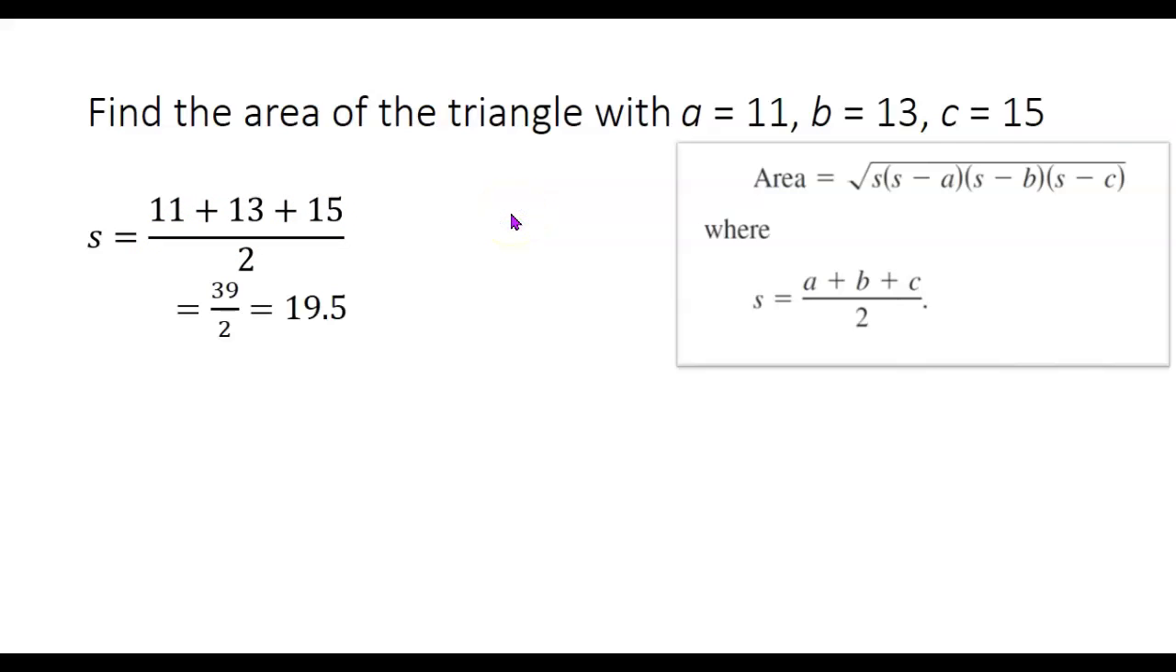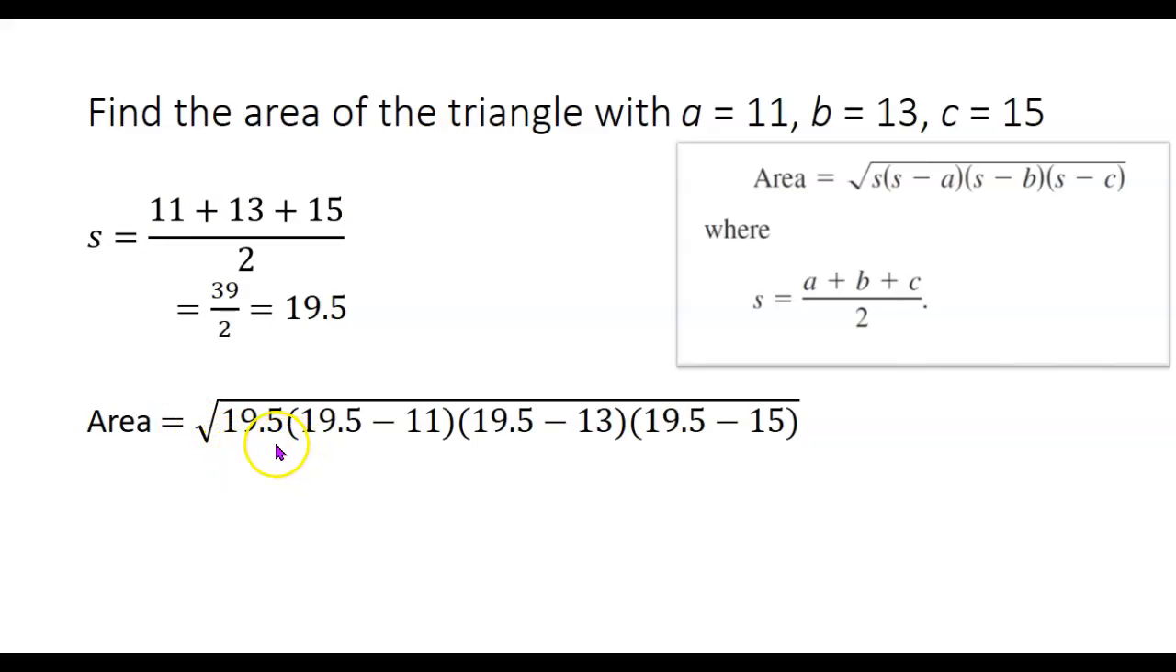So step 1, the semi-perimeter here would be 11 plus 13 plus 15 divided by 2. So that comes out to be 39 divided by 2, or 19.5. So all the way around the triangle, 39 units. Halfway around, 19.5. Now the area is the square root of 19.5 times 19.5 minus 11 times 19.5 minus 13 times 19.5 minus 15. And when you put that all into your calculator, it comes out to be 69.6. So that is the area of that triangle, 69.6 square units.